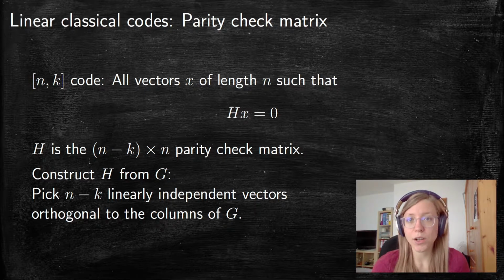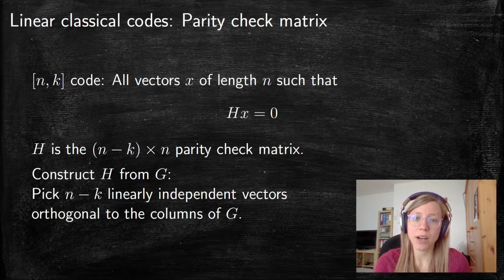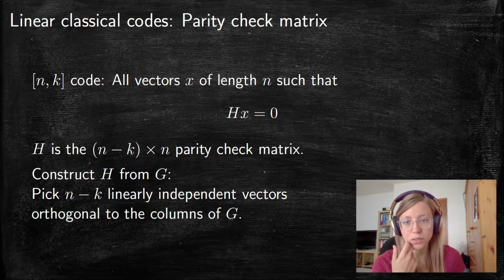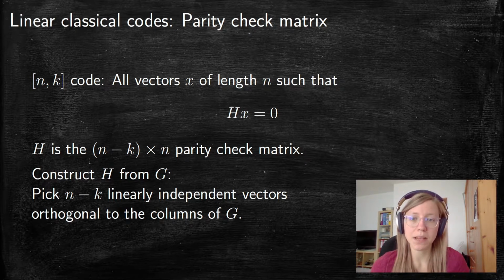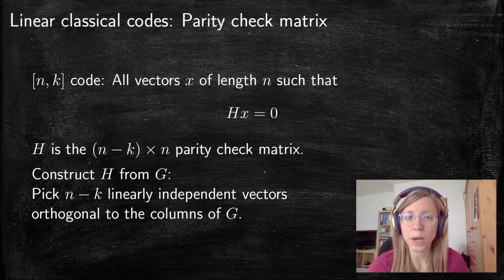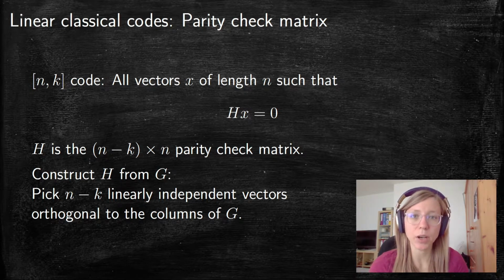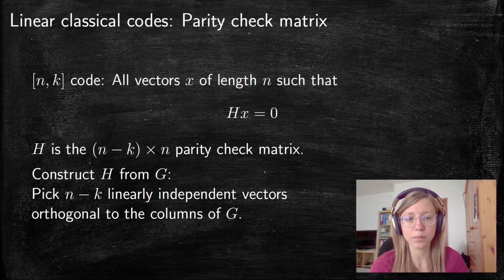And we can construct this matrix from the generator matrix of the code. You simply have to pick n minus k linearly independent vectors orthogonal to the columns of G. The reason why it works this way is that the columns of G span the space of code words of the code.